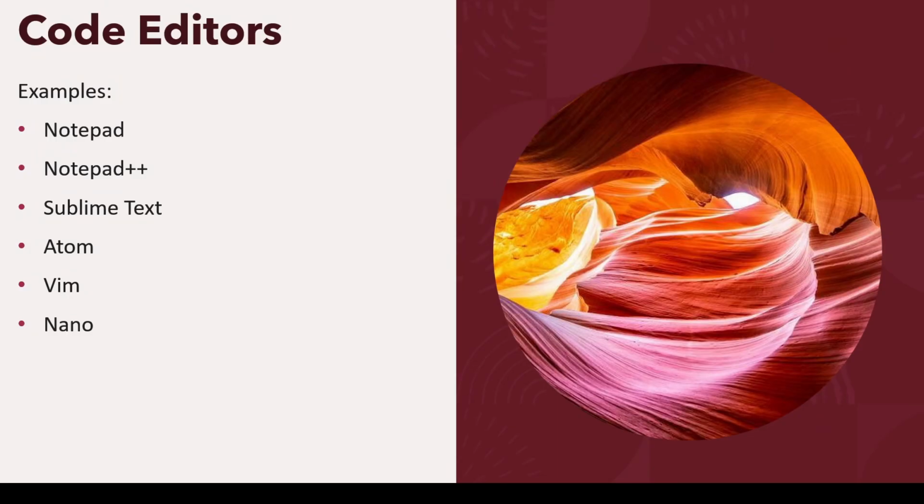What are the code editors? These are the normal editors that we have seen on most operating systems. These can be Notepad, Notepad++, Sublime Text, Atom, Vim, Nano. So these are the different normal code editors, I can say, available on the respective operating systems.